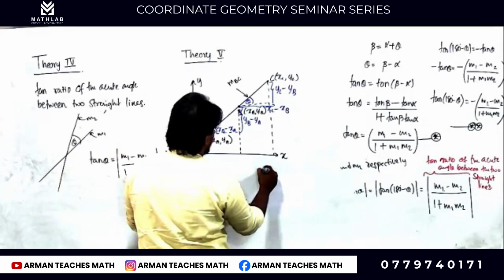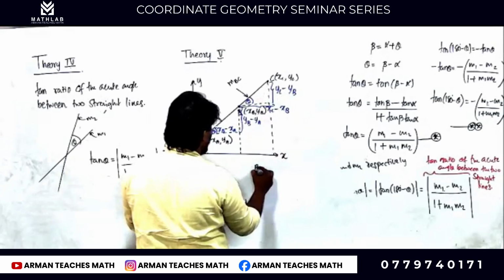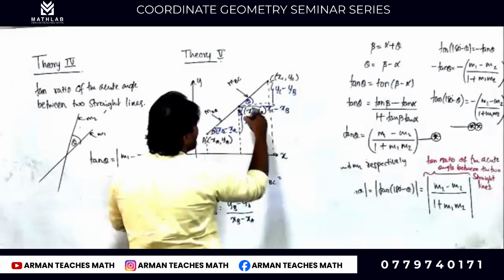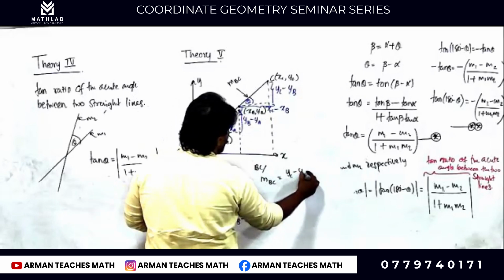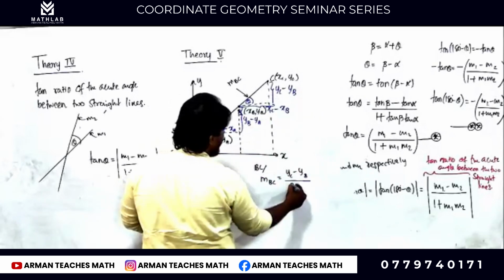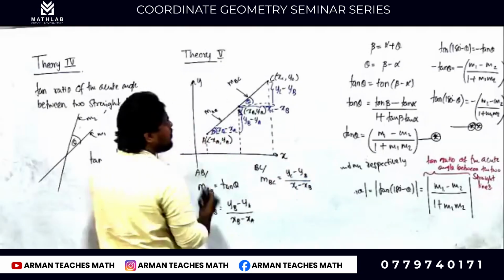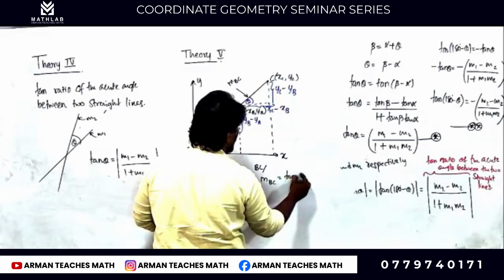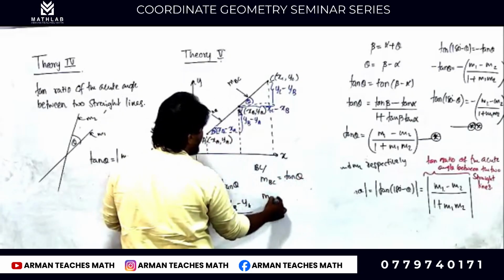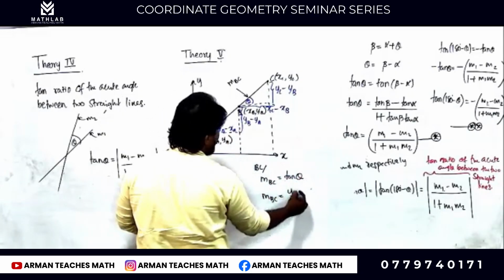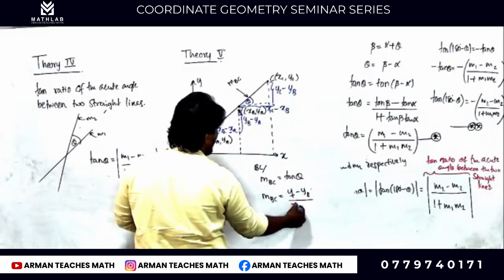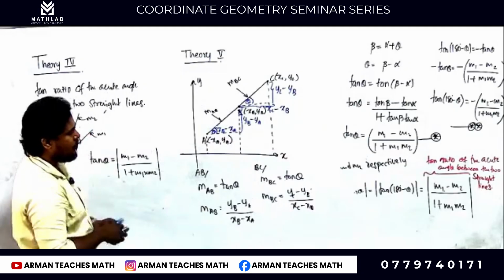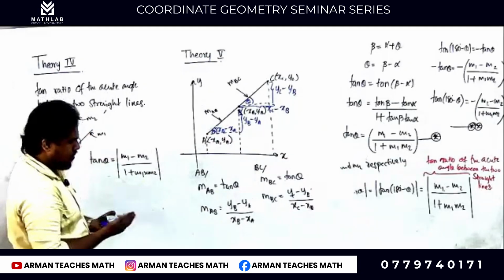So if I'm taking the BC straight line segment, gradient is MBC. What's the tan ratio? Opposite side divided by the adjacent side, YC minus YB divided by XC minus XB. It's still the tan ratio of theta, so MBC is going to be YC minus YB over XC minus XB. Listen carefully.